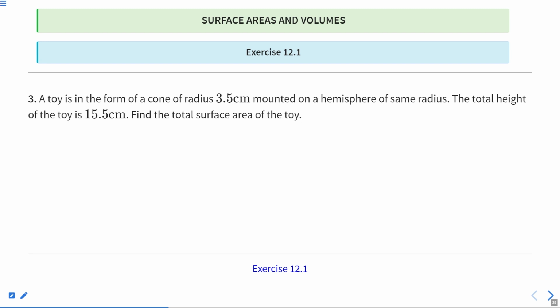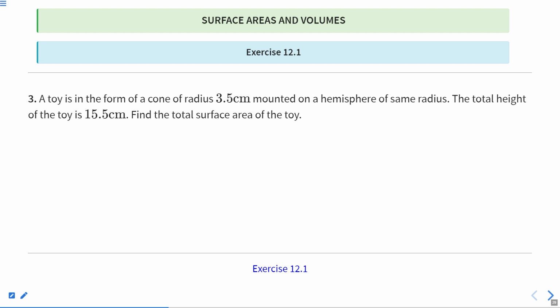So in question number 3, here we have a toy in the form of a cone of radius 3.5 centimeter mounted on a hemisphere of the same radius, and the total height of the toy is given to us as 15.5 centimeter. Here we need to find the total surface area of the toy. So this toy is in the form of a cone of radius 3.5 centimeter, mounted on a hemisphere of the same radius.